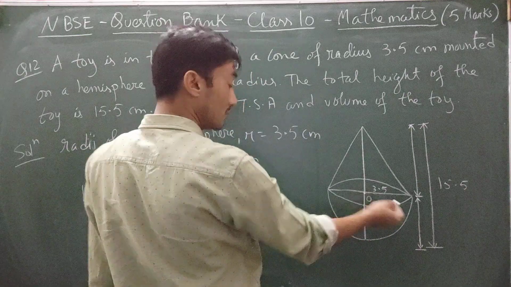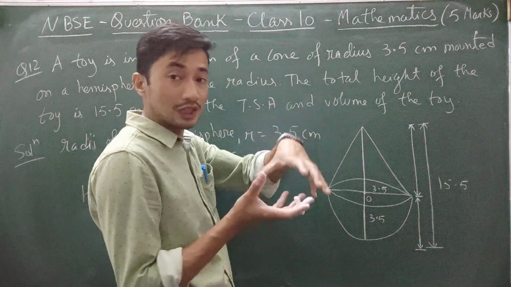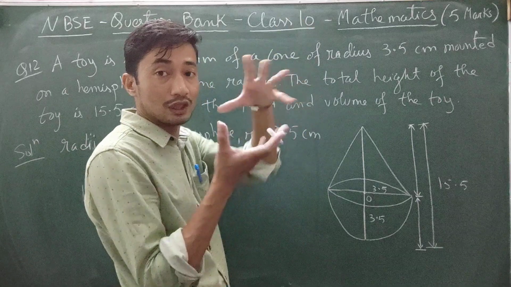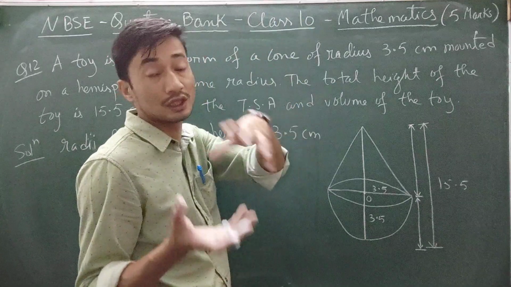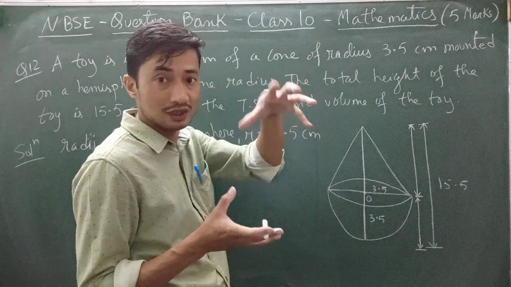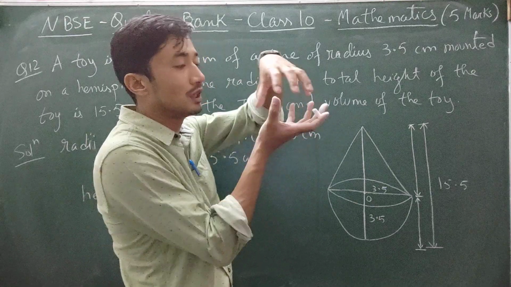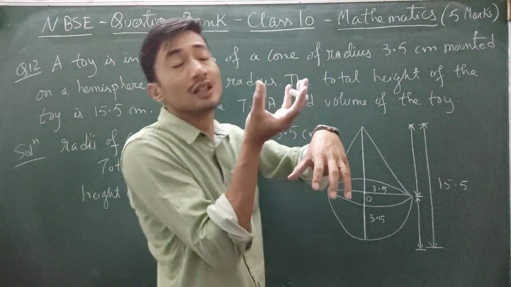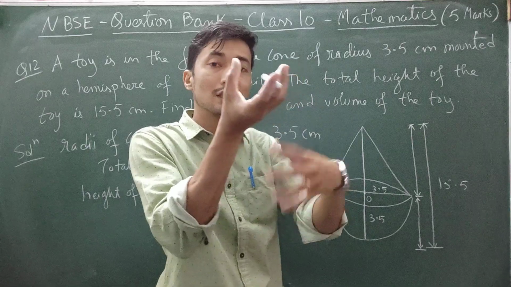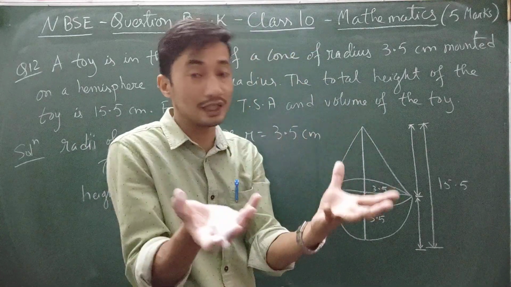The height of a sphere is equal to the diameter of the sphere, isn't it? And the height of a hemisphere is equal to the radius of the hemisphere, because when a hemisphere stands like this, its height is the radius. That's the height.